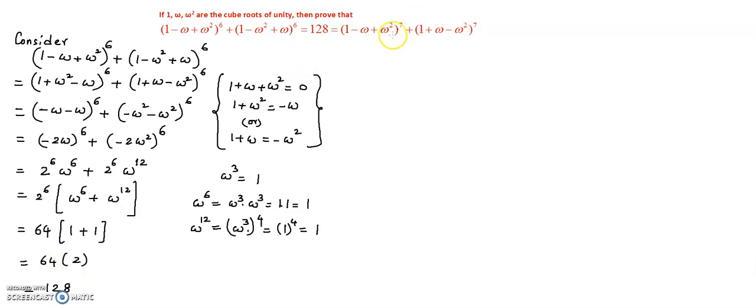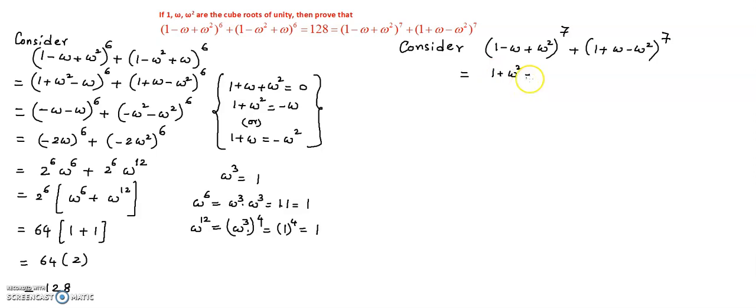Similarly, we will consider the other term on the right also separately. We have to prove that this value is also equal to 128. So the term is (1 minus omega plus omega square) whole power 7 plus (1 plus omega minus omega square) whole power 7. Same like the previous term, we will write first the positive values 1 plus omega square, then minus omega, whole power 7. Here we already have the positive terms together first, then minus omega square whole power 7.